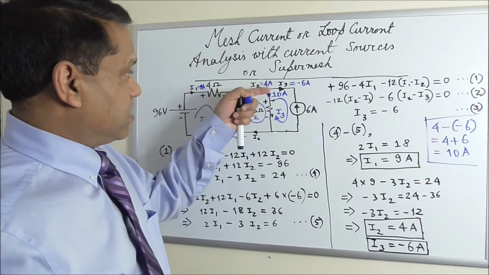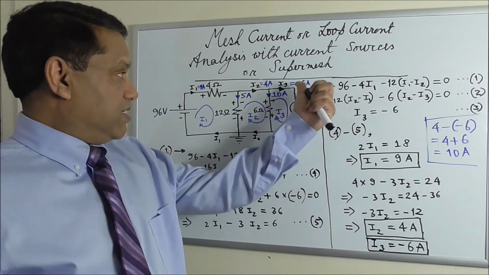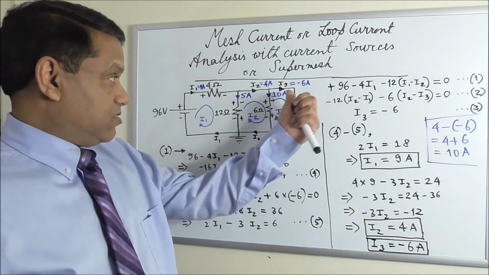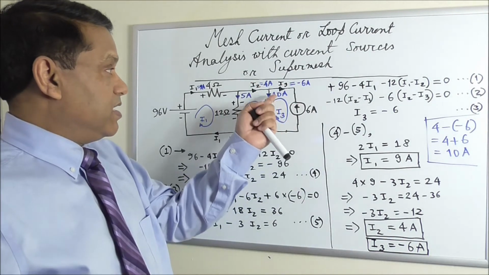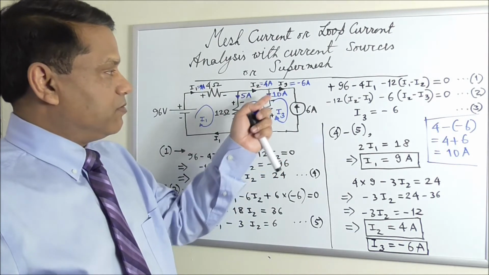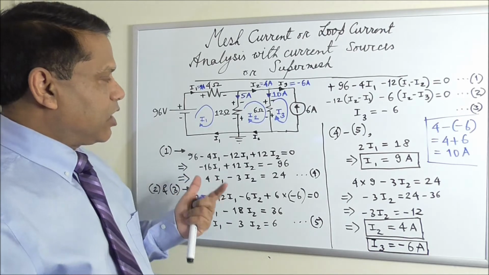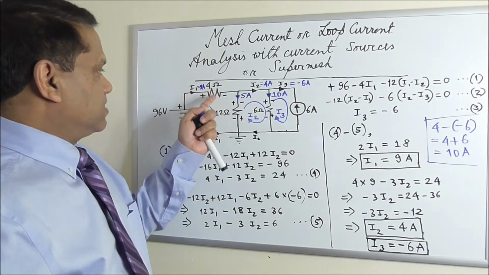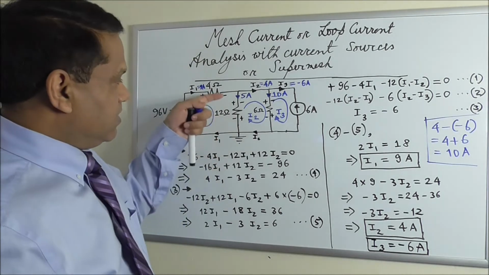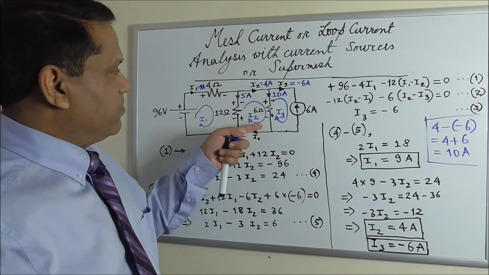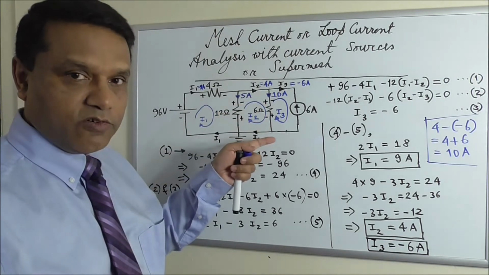This current 4 ampere is coming in here, and this current is 6 ampere this way, because this is minus 6 current this way, actually 6 ampere, and those two will combine and come through this branch, which will be 10 ampere. Now we can find all the voltage drops. For example, this voltage drop will be 4 times 9, 36 volt, and this will be 5 times 12, 60 volt. This will be 10 times 6, 60 volt.